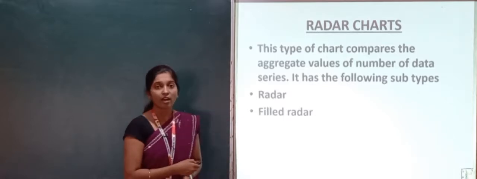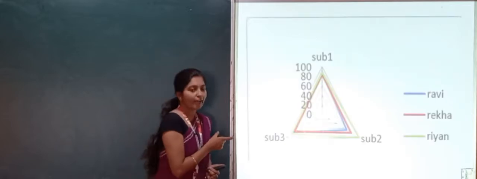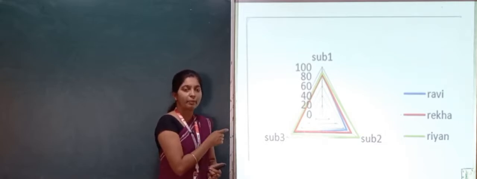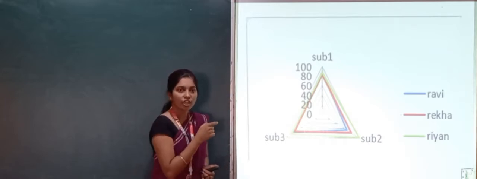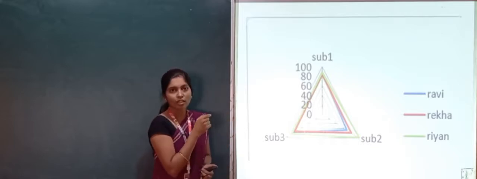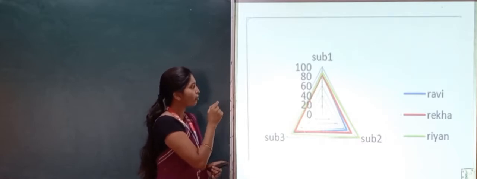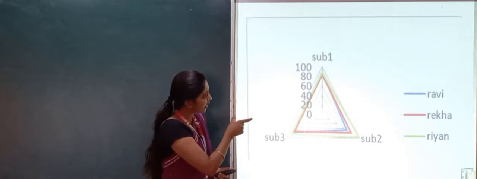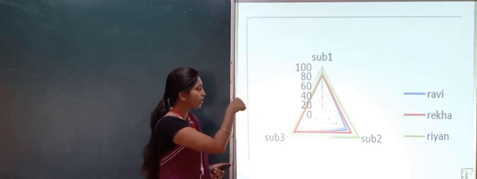Okay, now we'll see how radar chart is represented. Here we have represented radar like structure for subject 1, subject 2 and subject 3 for the students Ravi, Rekha and Riyan. So 0, 20, 40, 60, 80 and 100 are the marks of the students. Here the green radar, green triangle we can see, the red as well as in between the blue.